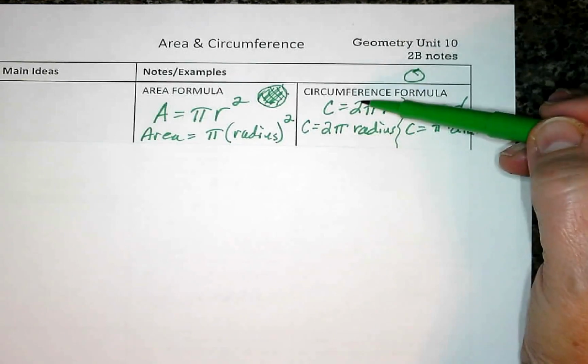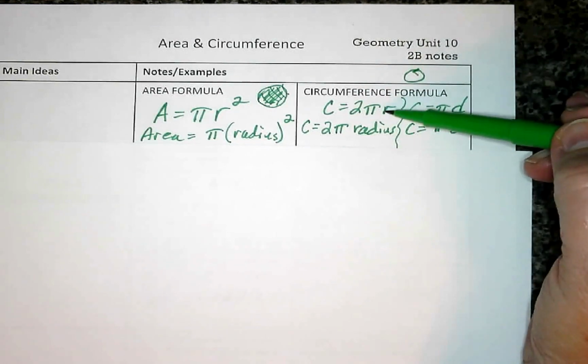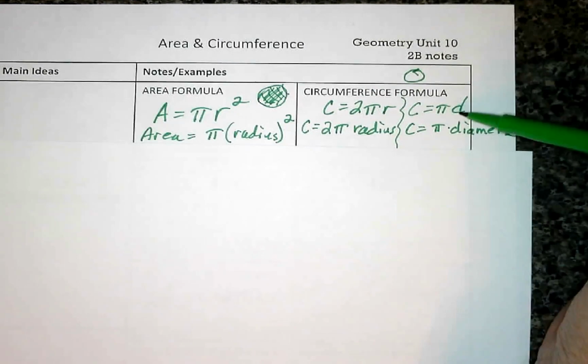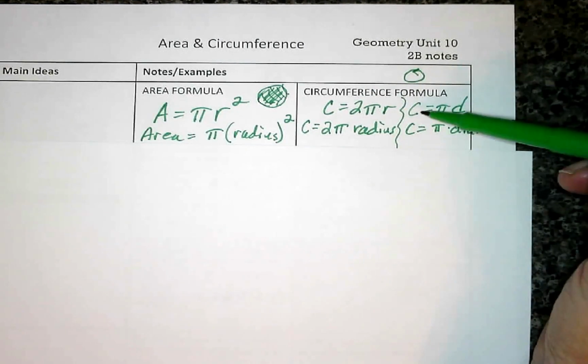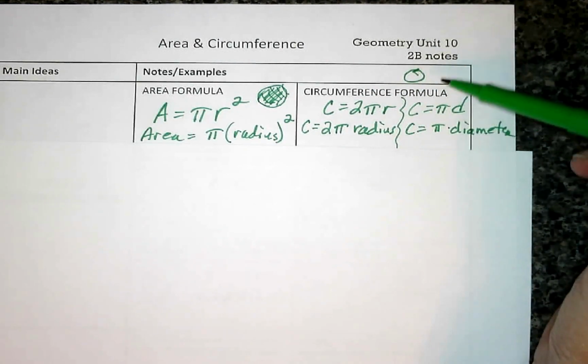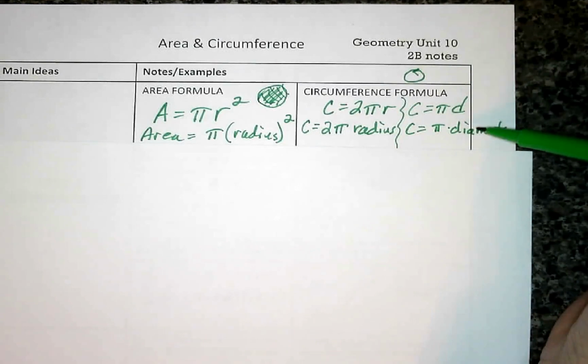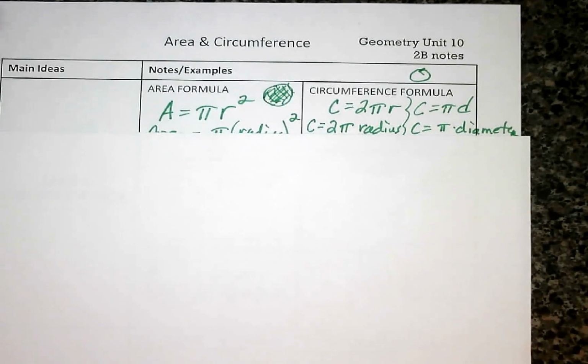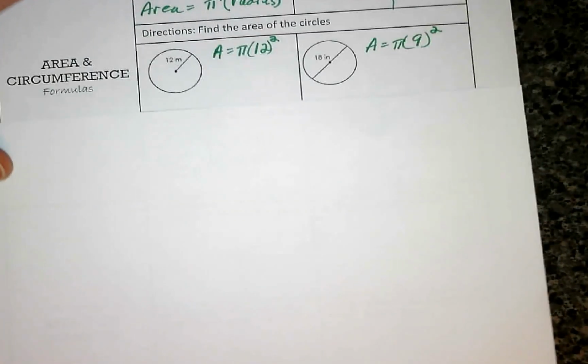Now, we know that a radius times 2, if I have 2 radii, that equals the diameter. So another formula that we can use for circumference is pi times diameter. Either one can be used, both will give you the same thing. You just have to be very careful on what do I have, a radius or a diameter. So let's take a look at the first couple here.